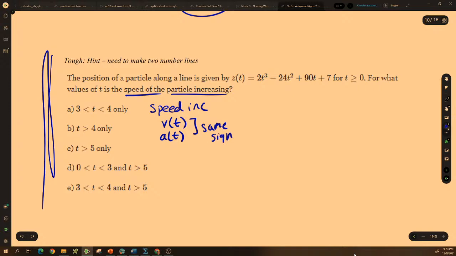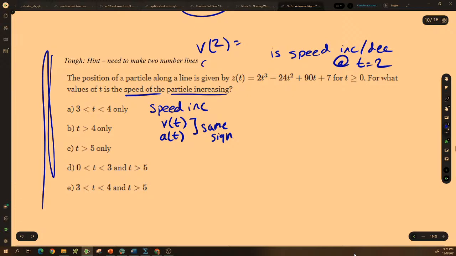This is actually a very easy question most of the time on the FRQ because they don't ask me where it's happening. They don't ask me for an interval. They just say something like, is the speed increasing or decreasing at, and then they give me a time, like at time 2. So then all I have to do is take the derivative and plug in 2, and then take the derivative again for the acceleration and plug in 2, and check the signs. Unfortunately, we're not so lucky here.